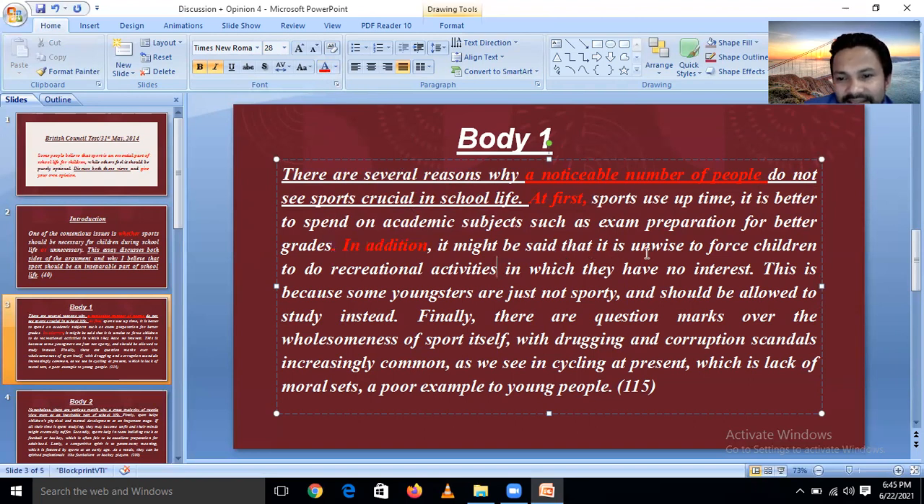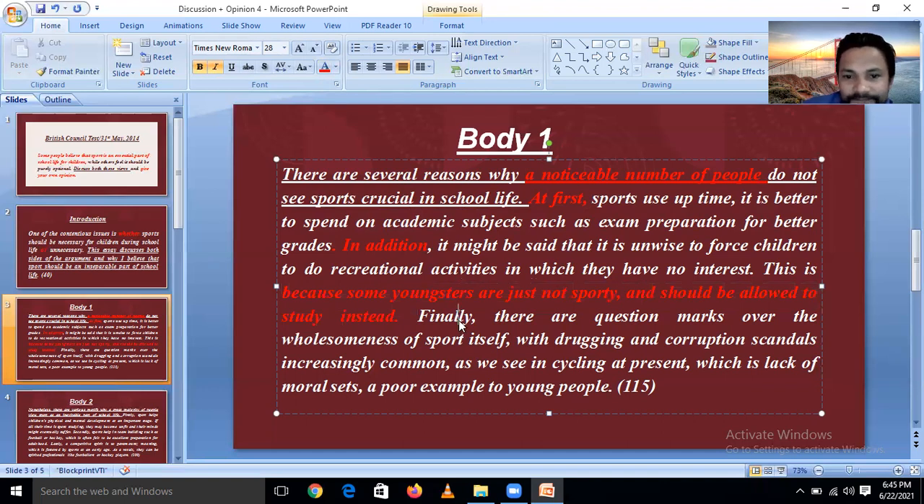It might be said that it is unwise to force children to do recreational activities in which they have no interest. If the children are not interested in sports, they shouldn't be forced to play, or sports should not be compulsory for them. Why? This is because some youngsters are just not sporty. They don't like sport, and they should be allowed to study instead. They should be free to study instead of taking part in a sports competition.